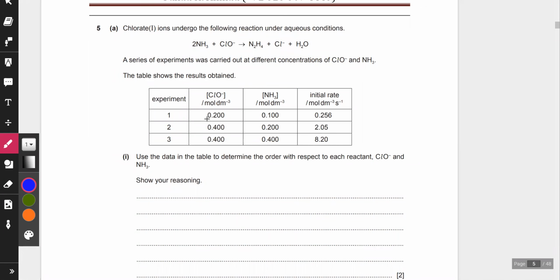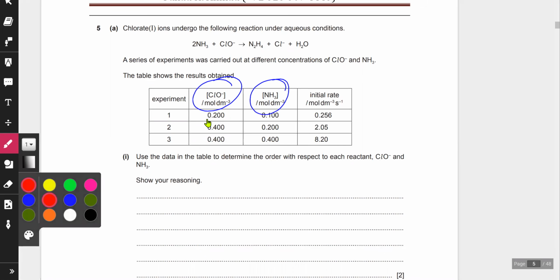You have chlorate 1 ions undergo the following reaction under aqueous conditions. So obviously you have just these two things. Rate would be dependent on these two things. Use the data to find the order with respect to both. First thing, which two experiments should I compare?